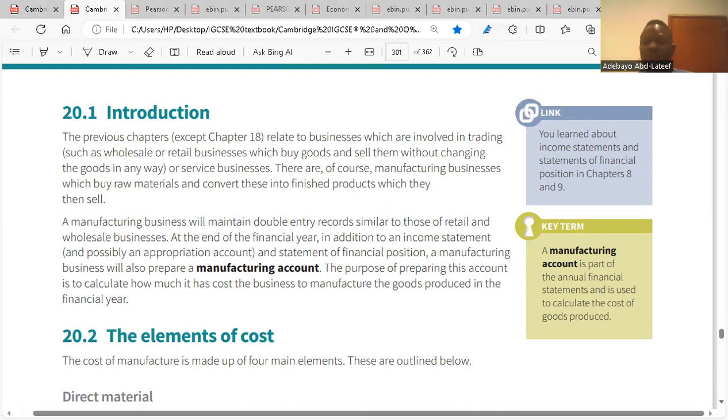For a manufacturing account, it's part of the annual financial statement that we prepare as a business. But what is the essence of preparing the manufacturing account? We prepare a manufacturing account to calculate the cost of goods produced, not cost of goods sold. If it's about cost of goods sold, it's the trading account. Cost of goods produced. So these are firms or industries that produce goods.